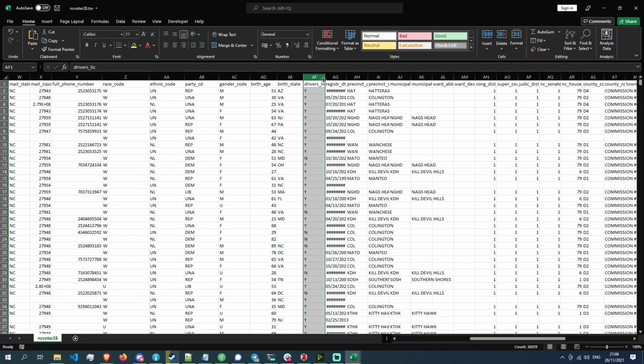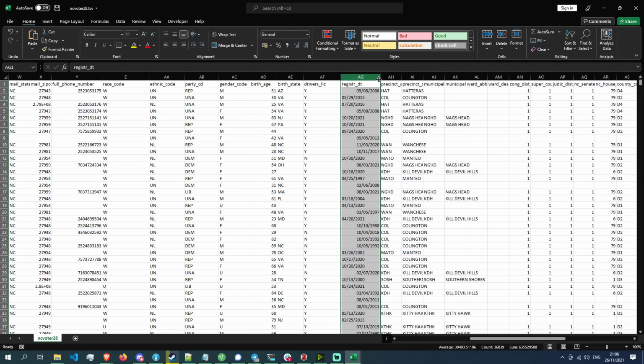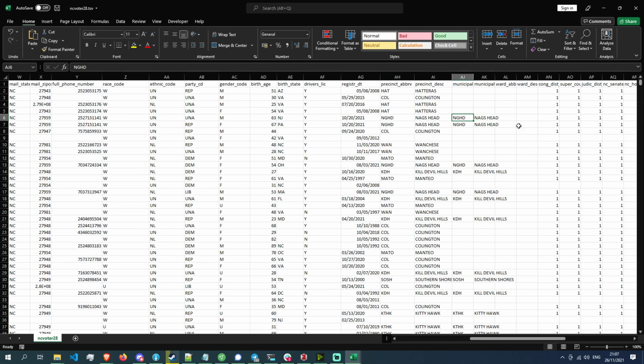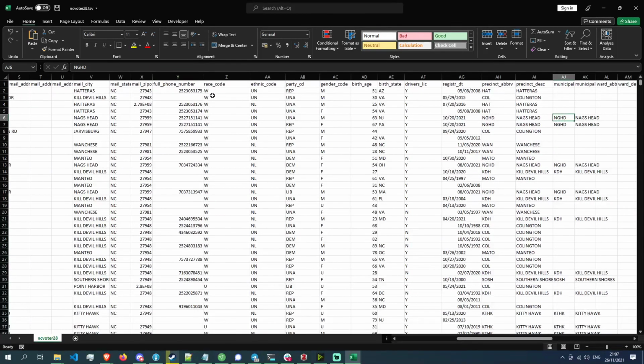I immediately noticed the race code and ethnic code, and I'm like, that seems to be a little weird. Well, it's the U.S., but let's be honest, yes, it is a bit weird. But let's go over all of these because these are the most important ones.